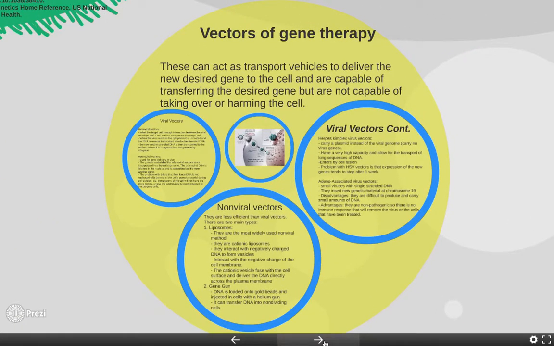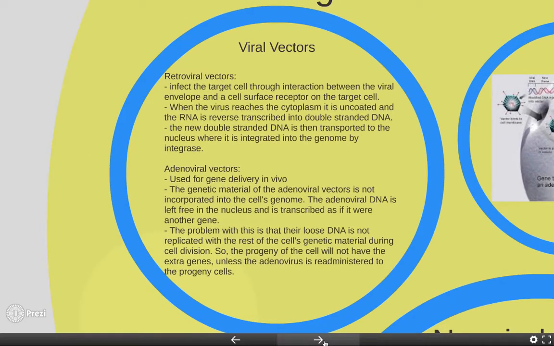So how do we get these new genes into the cell? This is done by using vectors, which can act as transport vehicles to deliver the new desired gene to the cell. These vectors are capable of transferring desired genes, but they aren't capable of taking over or harming the cells. These are divided into viral vectors and non-viral vectors.